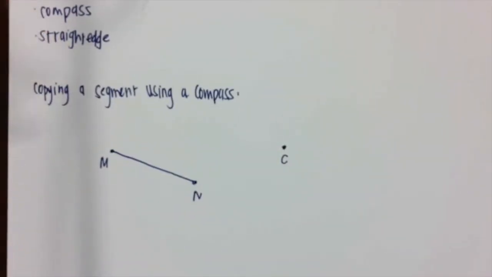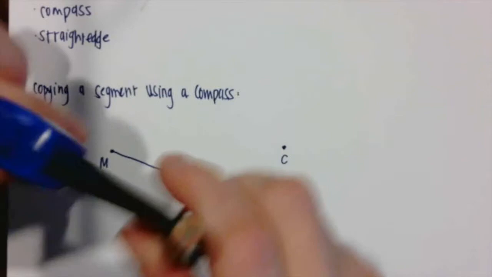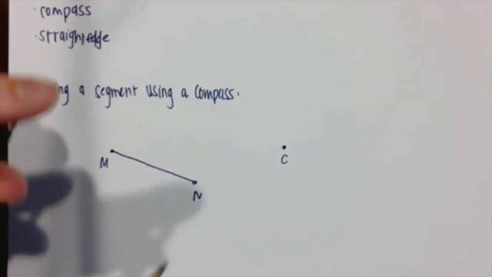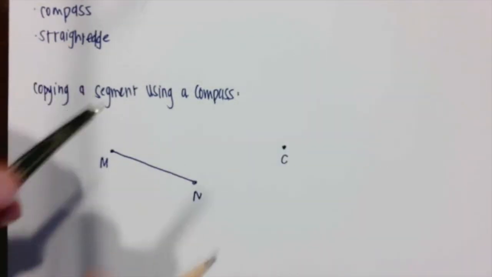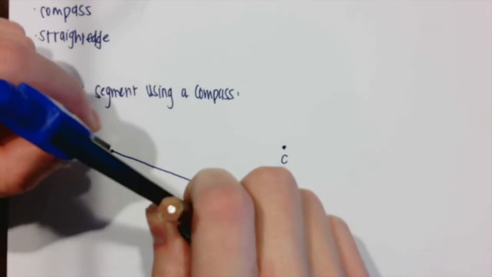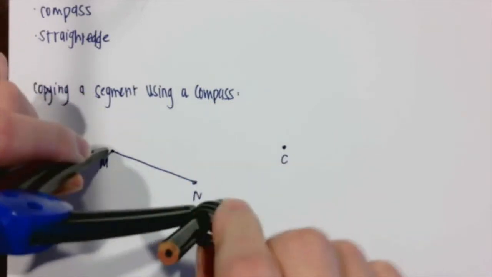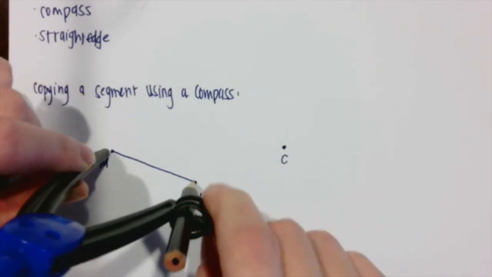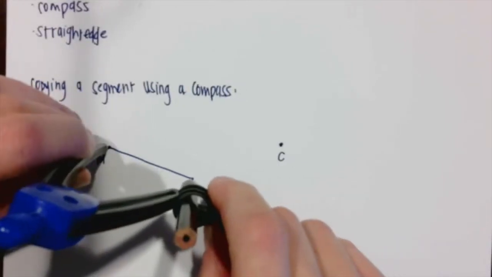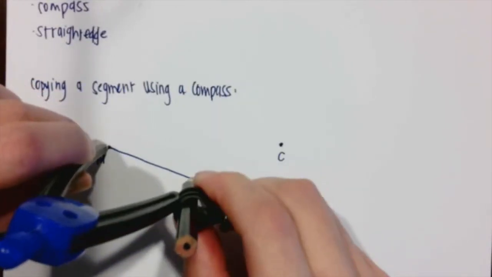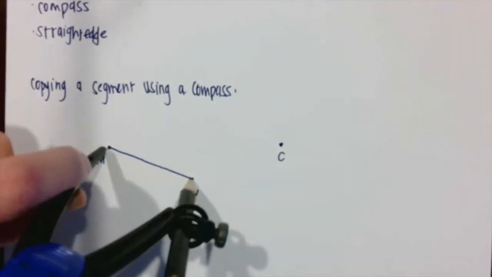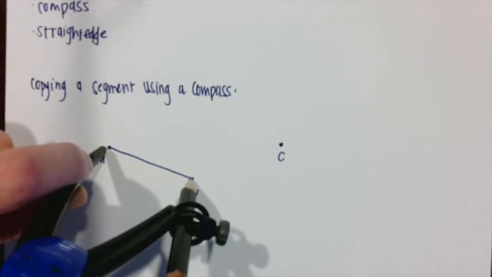Step 2 says put the sharp point of your compass on endpoint A. Open the compass until the pencil end touches endpoint B. So I'm going to take my sharp pointy part, remember the part that's not a weapon, and I'm going to put it on M, and then we're going to put the pencil on N. So I want it just wide enough that my compass is going across MN.